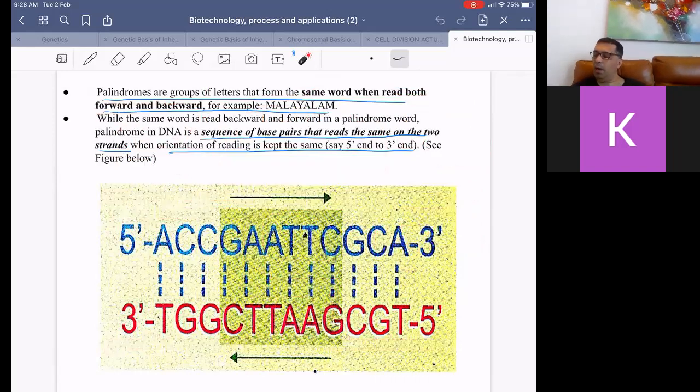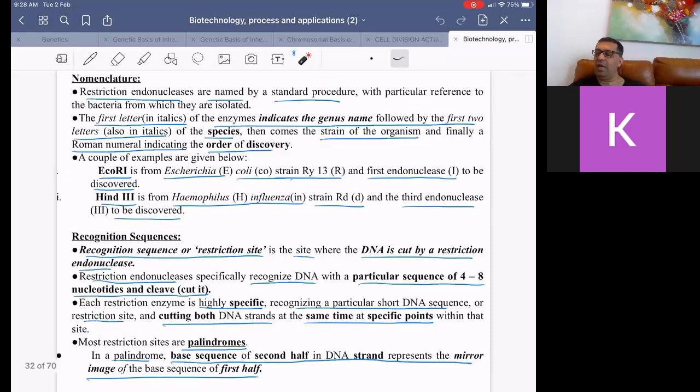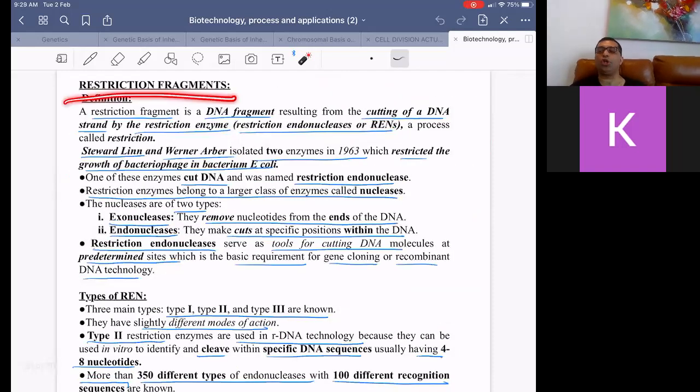And we remember that you require magnesium for cleavage. Cleavage breaking ke liye magnesium ions ki zarurat padti hai. So ye yaad rakhna, this is the beautiful concept of restriction fragments and restriction enzymes. Next session, we will go into the details of recombinant DNA technology.